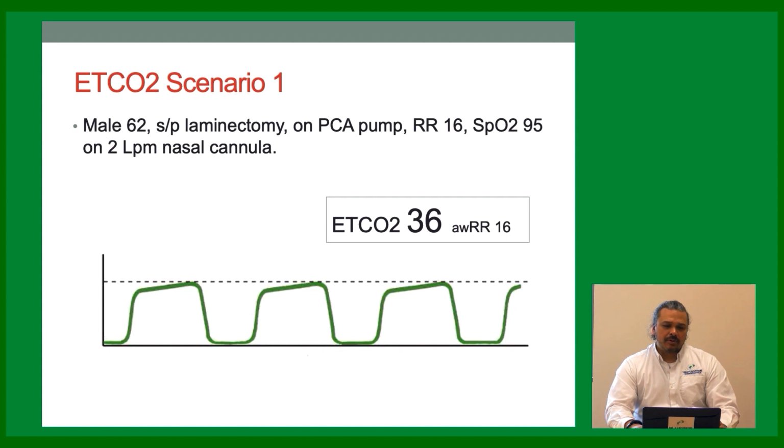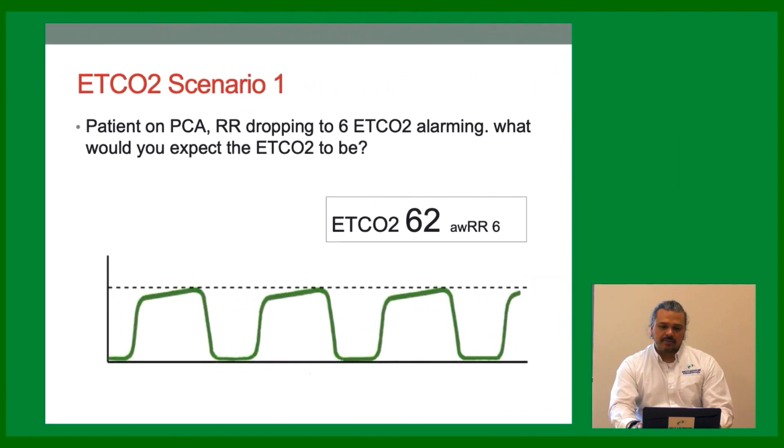The patient starts dropping the respiratory rate to 6. End-tidal is alarming. Now, what would you expect the end-tidal to be? Would you expect it to be high or low? Think about this. If you have a stack of CO2 and you have to get rid of it, and then you stop getting rid of it, what happens? It stacks up. The breathing that you're doing is getting rid of it. So if you breathe less, you're not getting rid of it as fast, so it stacks up. So what's going to happen with this end-tidal? It's going to be higher. Your end-tidal is 62 because he's not blowing off as much CO2.